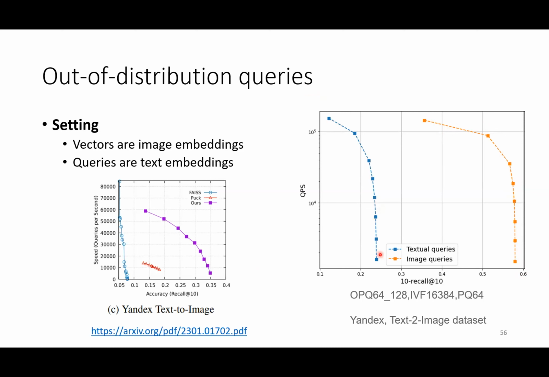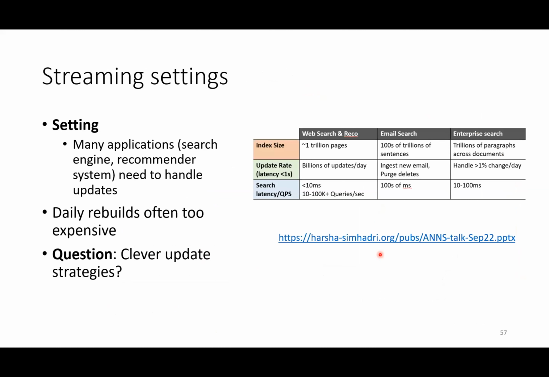Somehow there is a different distance distribution with the text queries, and it's not well understood. This is also recent research, and there are streaming settings. At Microsoft, for example, they have an index of 1 trillion pages, but their problem is they also get 1 billion updates per day, where they have to change the index. How do you do this? Usually they did daily rebuilds of the index, and it's very expensive. So how can you do this clever update?